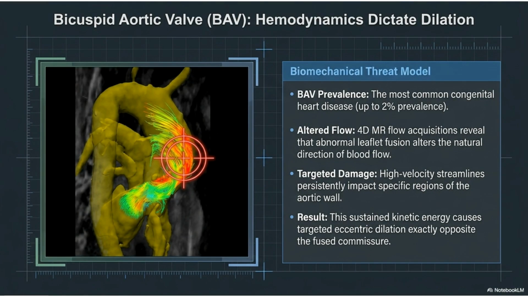In bicuspid aortic valve, altered flow caused by abnormal leaflet fusion results in high-velocity streamlines that persistently impact the aortic wall. This sustained kinetic energy causes targeted eccentric dilation opposite the fused commissure.